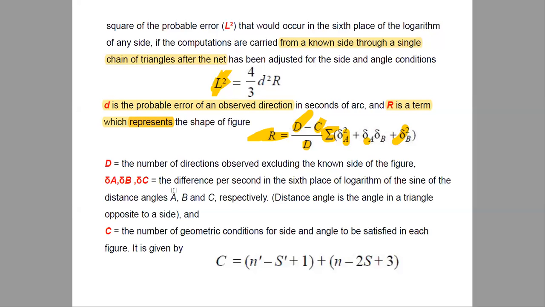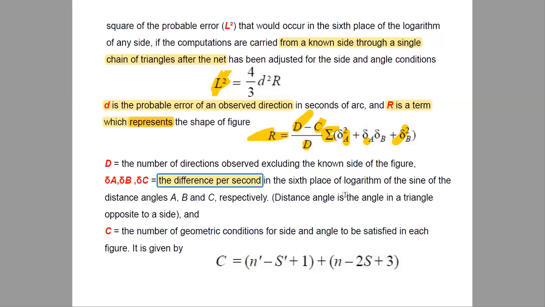Okay. So basically, del A and del B are the difference per seconds in sixth place of logarithm of sine of the distance angles A, B, and C. Okay. So this is difference per second in the sine of the distance angles of A, B, C. Also, this would be measured in the sixth place of logarithm. One thing, each error here is measured in the sixth place of logarithm.